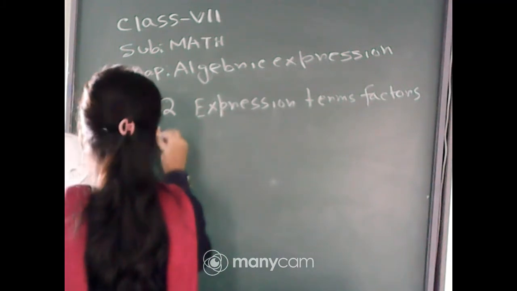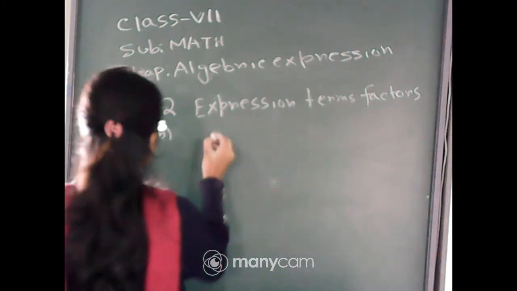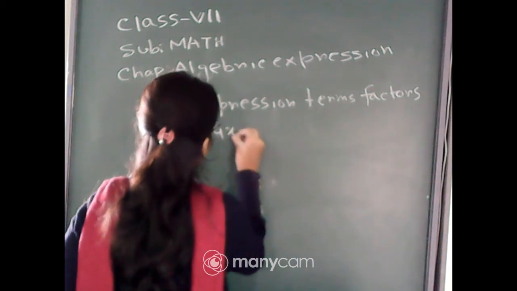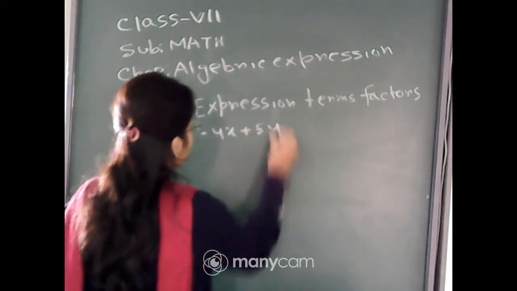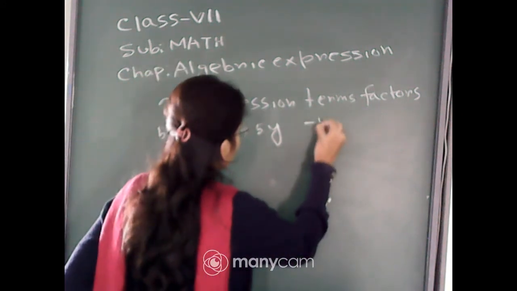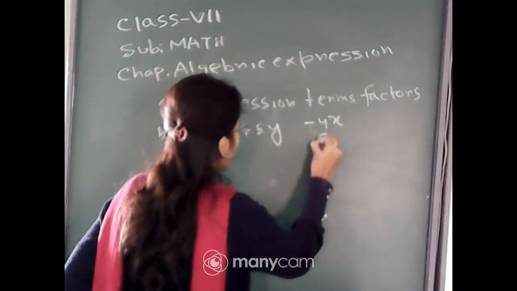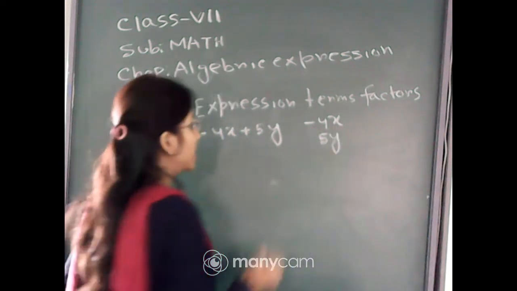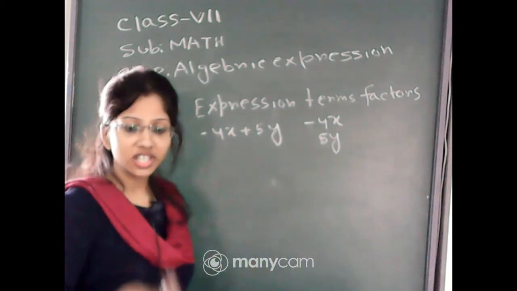Question 2b. Here the algebraic expression is minus 4x plus 5y. Therefore, terms of this algebraic expression are minus 4x and 5y. Minus sign is also included in the term.